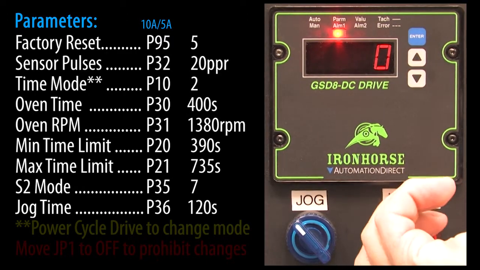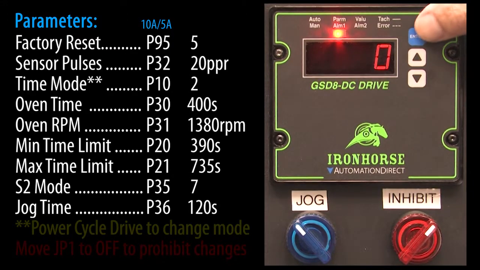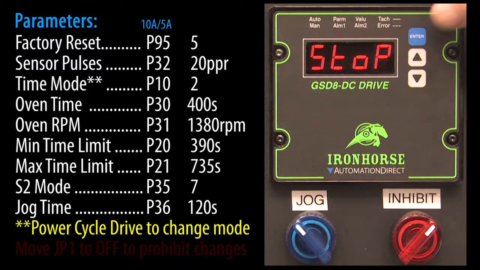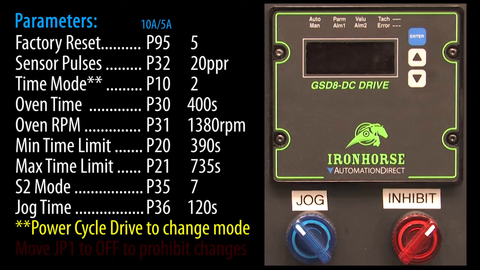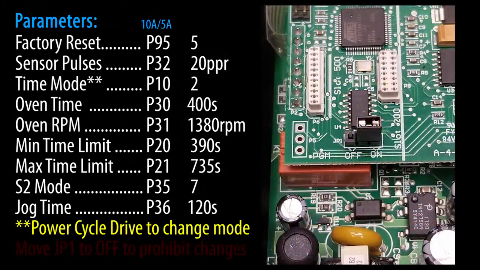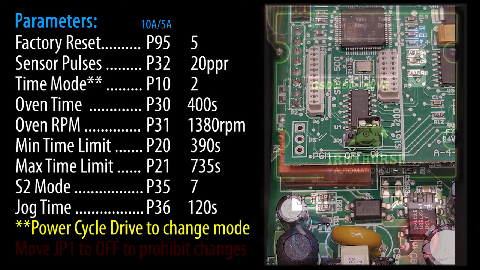Well, that's it for entering parameters, so I'll scroll to parameter 0, and before I hit enter, I'm going to enable the inhibit so we don't get any surprises. And now I'll hit enter to exit the parameter entry mode. Now this is really important. Whenever you change the mode of the drive, you have to power cycle the drive for the mode change to take effect. And while the drive is off, we don't want anyone changing the setup, so let's open the drive case and move JP1 to the off position. That prevents anyone from making programming changes.